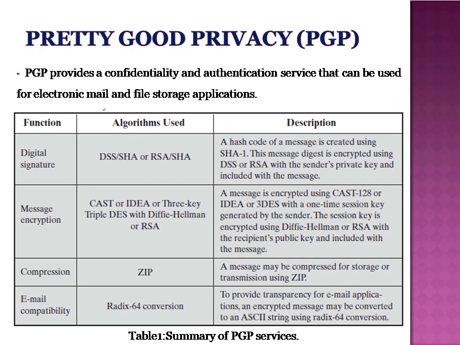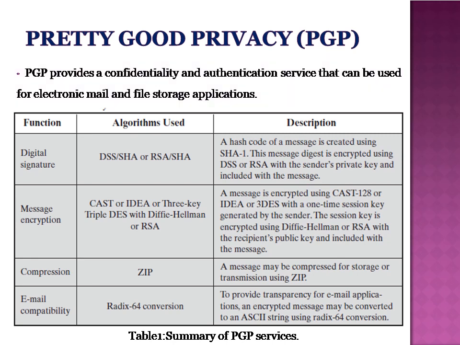As I previously mentioned in the contents, first in the list we have Pretty Good Privacy or PGP. Now this PGP is basically a service that is used in email, and the reason behind that is that PGP provides confidentiality and authentication service that can be used for electronic mail and file storage applications, and hence it is used for securing emails.